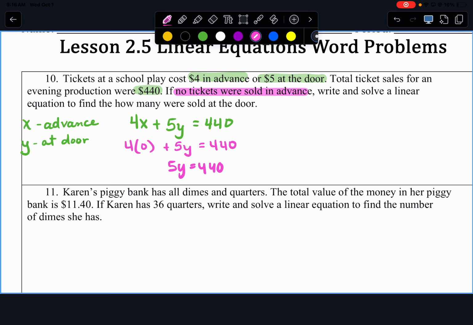What do I do with that? You divide. What is 440 divided by 5? 88. So y equals 88. Now, what does that mean in context? Dollars sold at the door. Dollars sold? Tickets sold, yep. Tickets sold at the door.